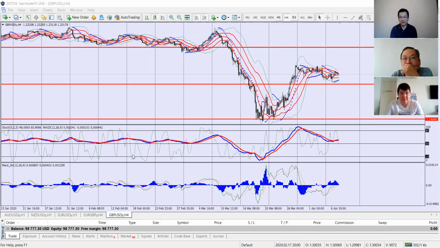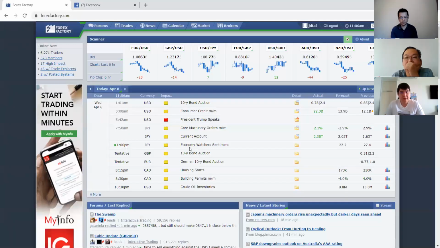Okay, so on that note, when we start talking about economic data, news, or good or bad news, we have to look at Forex Factory. So let me get to Forex Factory now. Can you see my Forex Factory? Give me a thumbs up if you can.